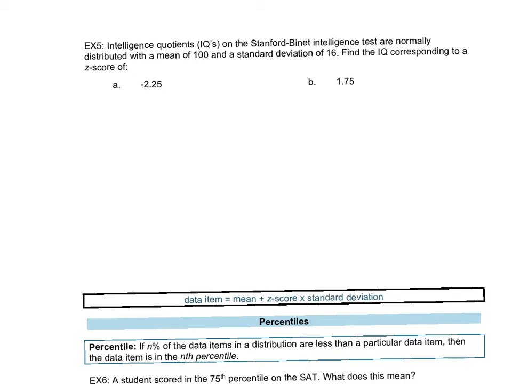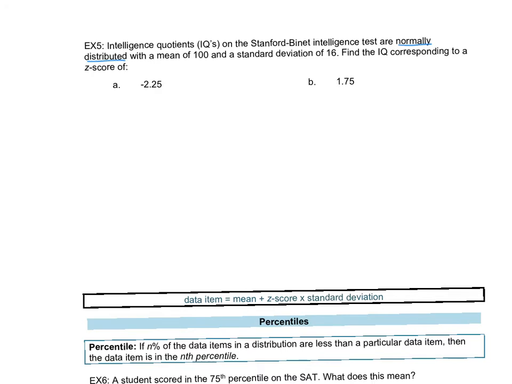However, in example 5, intelligent quotients, IQs on what we call the Stanford-Binet intelligent test are normally distributed with a mean of 100 and a standard deviation of 16. So we want to find the IQ corresponding to a z-score of negative 2.25. This is a little bit different. In the previous example, we were asked to find the z-score, but here we're actually given the z-score in part A of negative 2.25. We're given the mean, and we're given our standard deviation.